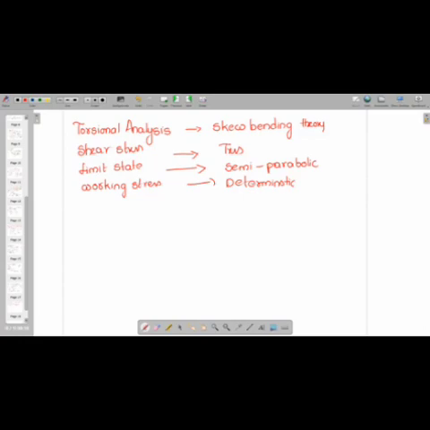Rohit, can you tell me what your question is? Here, skew bending theory is what? When the member is subjected to both shear and bending moment, then we follow skew bending theory. Shear stress analysis is done by truss analogy, where the sum of the forces is zero. Limit state means semi-parabolic, and working stress means deterministic approach.